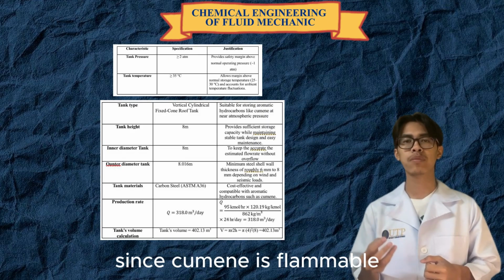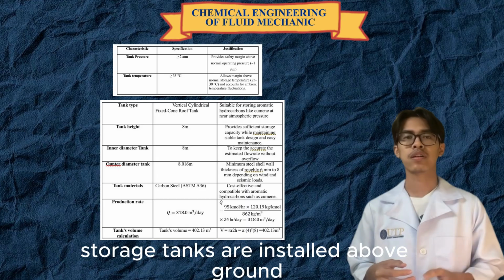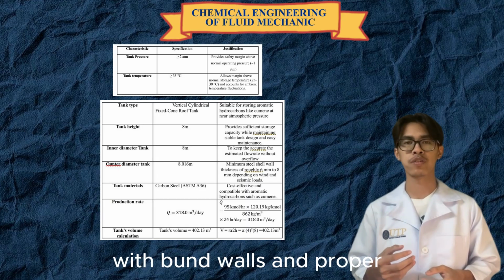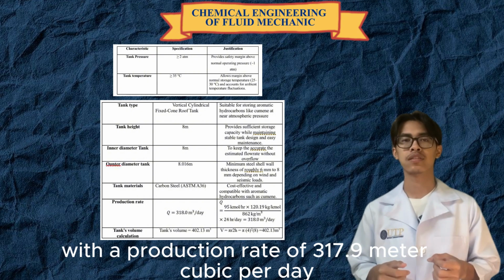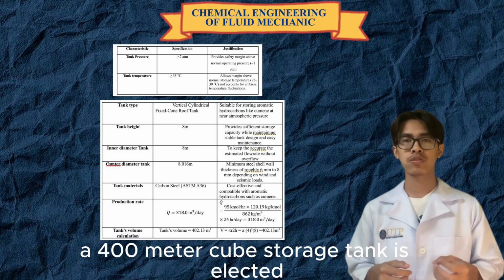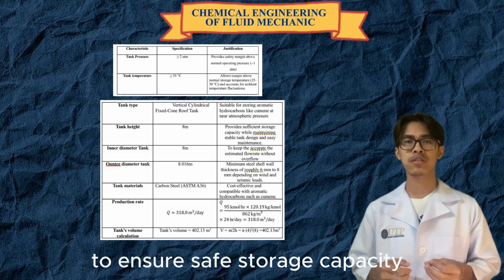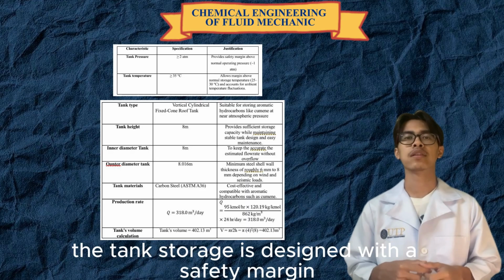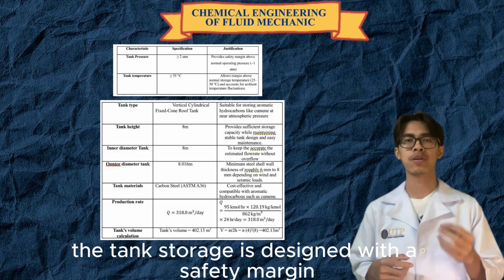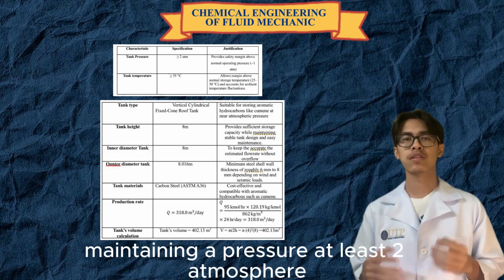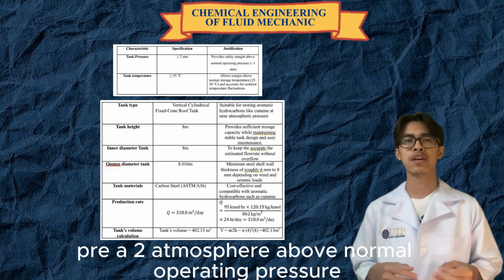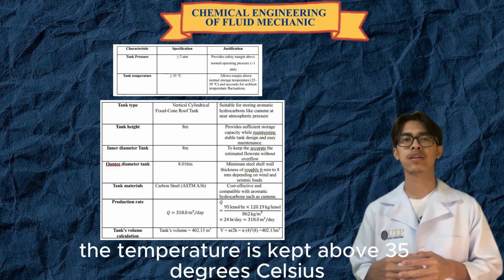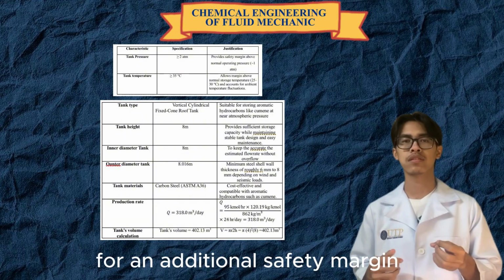Since cumene is flammable, storage tanks are installed above ground with bund walls and proper safety equipment. With a production rate of 370.9 cubic meters per day, a 400 cubic meter storage tank is selected to ensure safe storage capacity. The storage tank is designed with a safety margin, maintaining a pressure at least 2 atmospheres above normal operating pressure. The temperature is kept above 35 degrees Celsius for an additional safety margin.